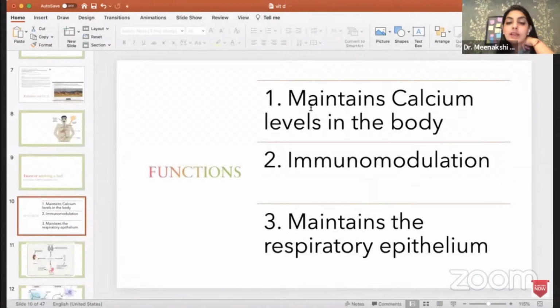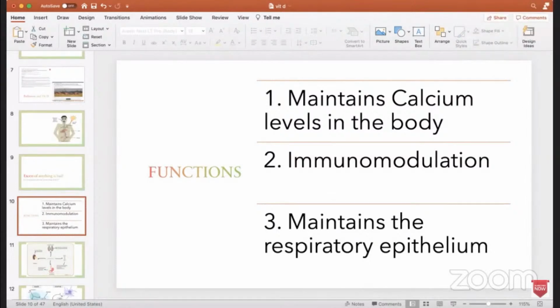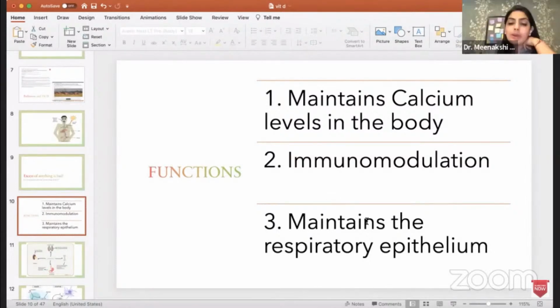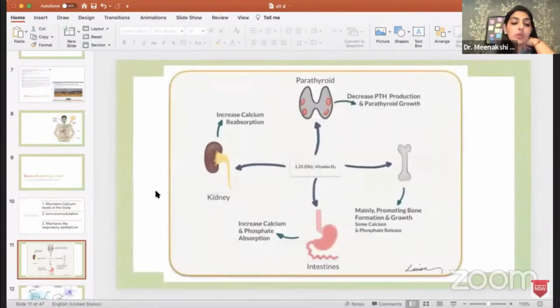So I had said yesterday that it maintains the calcium levels in the body. So vitamin D and calcium, they go hand in hand. They are best friends. And the levels of calcium are maintained by vitamin D as well. इसके अलावा it maintains the respiratory epithelium. मैं इसके बारे में अभी डिस्कस करूंगी. And it is an immunomodulatory factor.